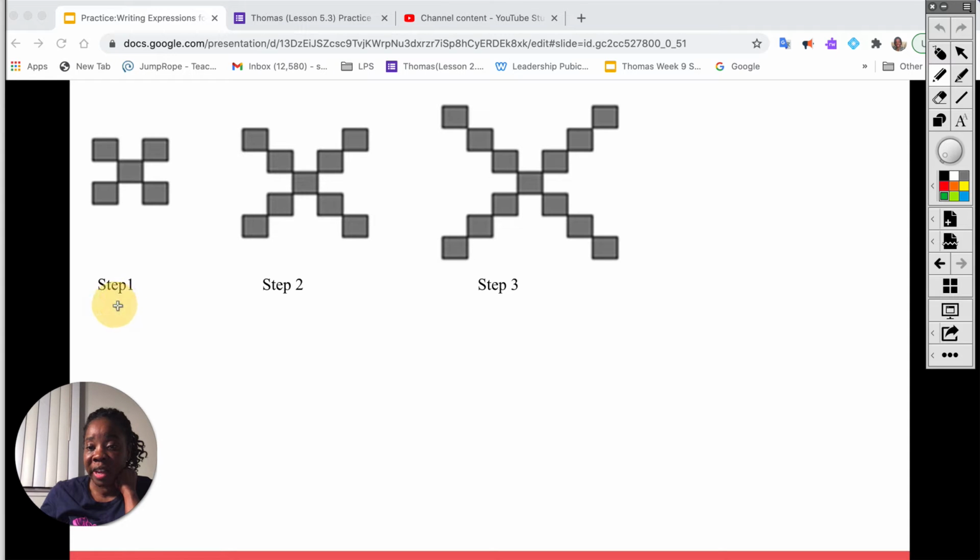So step 1 has 5 squares. Step 2 has 9 squares, and step 3 has 13 squares. And we may need a step 4. I kind of like having a step 4 because sometimes I don't think 3 is enough to establish a really solid pattern. So how are these numbers changing? From 5 to 9, that is a plus 4. 9 to 13, that is a plus 4.